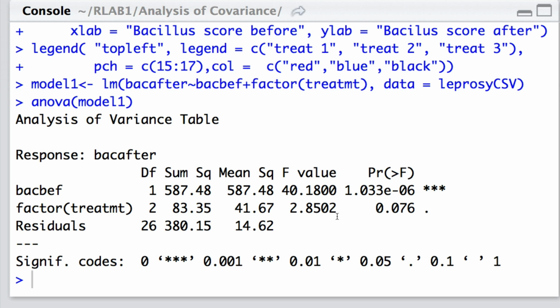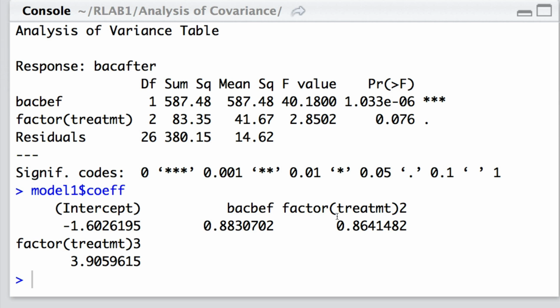Let's have a look at the coefficients that can be estimated from fitting the model. You'll see that we have an intercept here, we have a gradient for back before, and then we have adjustments for the different factors. You'll notice that factor 1, so the factor with level 1, is missing, and that's because it's subsumed within that coefficient for the intercept. That's the way the default contrasts have been set.